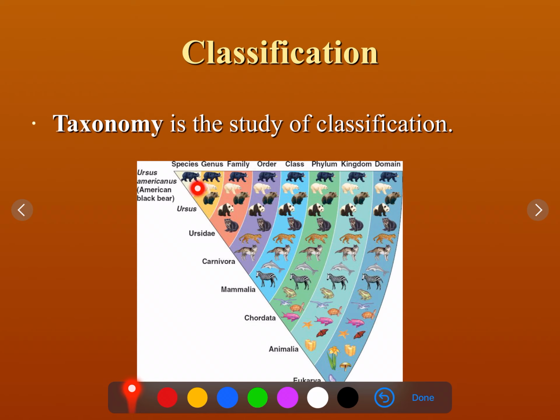The smallest area you have is a species, so this would be the most specific. In this case here we have the American black bear, and this bear over here is in the black bear species, and a species is something that has the ability to reproduce fertile offspring. Okay, so all the black bears together would be known as the black bear species because they can reproduce with each other to make more black bears, basically.